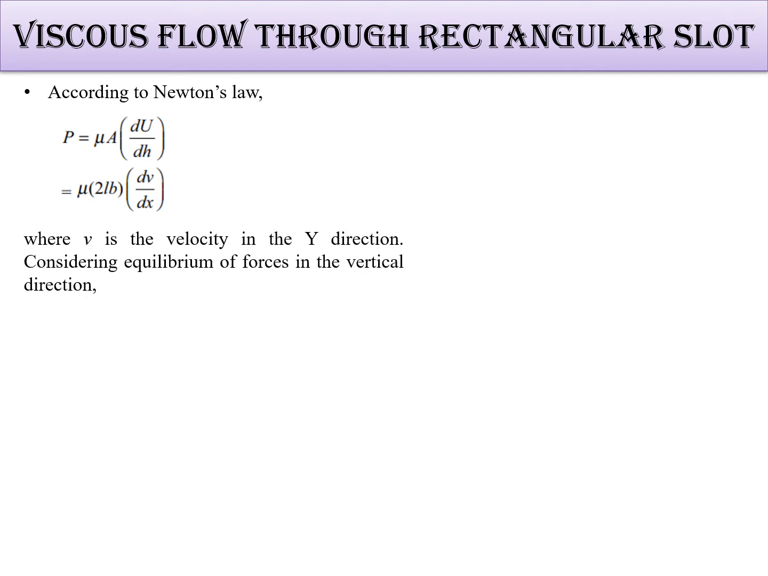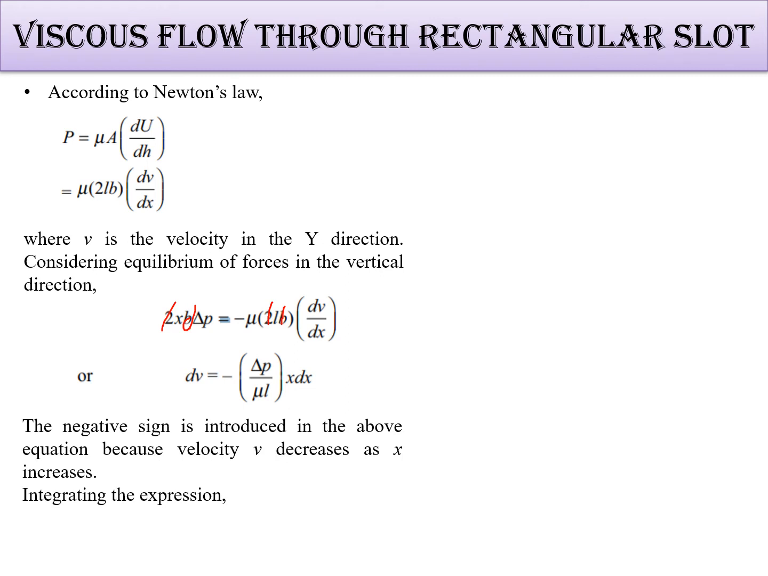Now, according to Newton's law, P is equal to mu A du by dh, equal to mu 2 times lb dv by dx, where v is the velocity in the y direction. Considering equilibrium of forces in the vertical direction, we get 2xb delta P is equal to minus mu 2 slb dv by dx. Here the 2 and the b get cancelled, and only the remaining terms are there. This negative sign is introduced just because velocity v decreases as x increases.